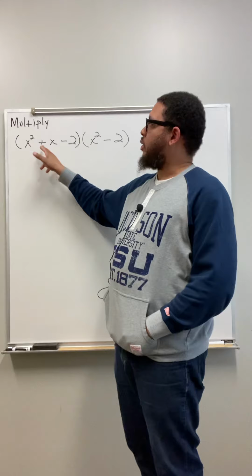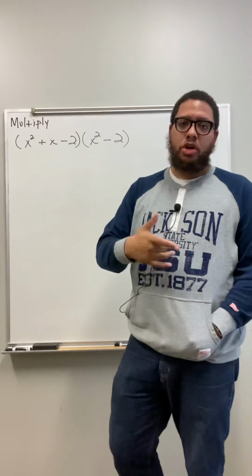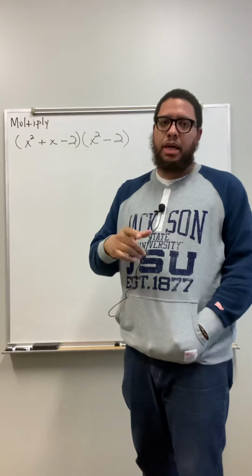Today, we're going to do some multiplication with polynomials. All right. So here we have what's called a trinomial. Just like a tricycle has three wheels, a trinomial has three terms. 1, 2, 3. And terms are separated by plus signs and minus signs, right?